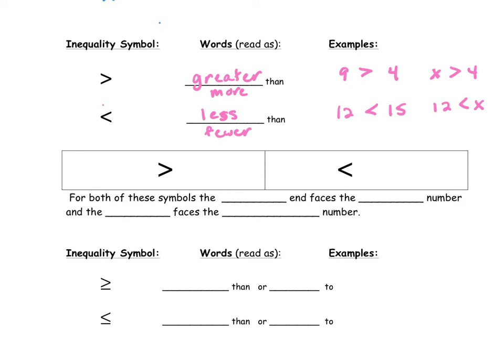So these two symbols, again, they look very similar. They're just switched orders, so it is important that you write this down and try to remember it. For both of these symbols, the open end, the larger end, faces the larger or greater number, and the point faces the smaller number. However, since we read from left to right, if we see the open end first, we call this the greater than symbol, and if we see the point first, we call it the less than symbol.